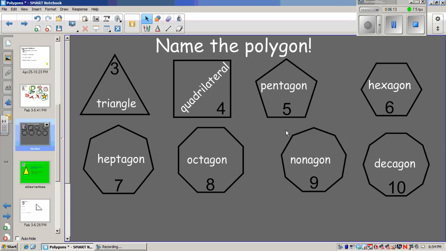So what you'll notice is, except for the quadrilateral and the triangle, all of them have gon on the end, and they have some kind of word at the beginning. Penta means five, five-sided shape. Hexa means six, hepta seven, oct eight, non nine, and deca 10.